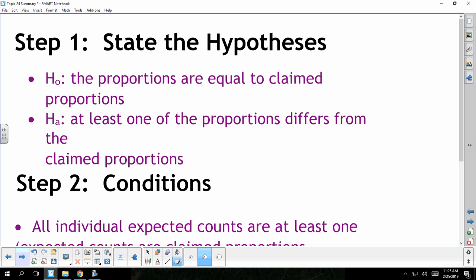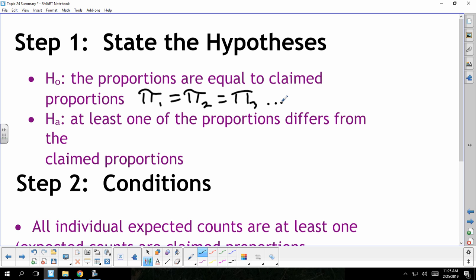And these always work the same way. We can write this such as pi 1 equals pi 2 equals pi 3, etc., right? If we wanted to compare many and we expect them to all be equal. Or we can write out the specific proportion that we'd expect them to equal. Okay? And then the alternative is always the same. At least one of the proportions differ from the claimed proportion. We're just proving that at least one differs.